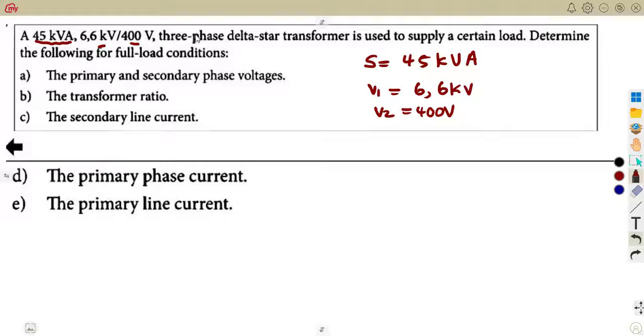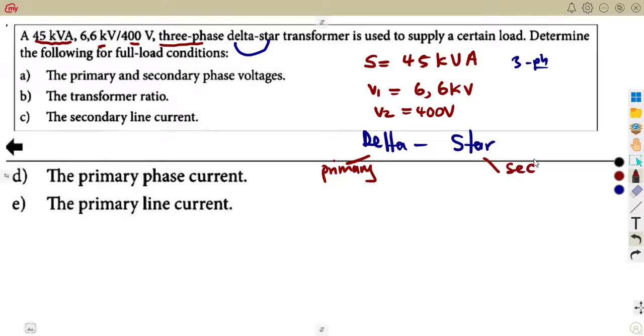It's a three-phase transformer, delta star. Take note, delta star. This is just a recap of what we had before, guys. Meaning to say the primary is in delta and the secondary is in star. This is our secondary side, used to supply a certain load.